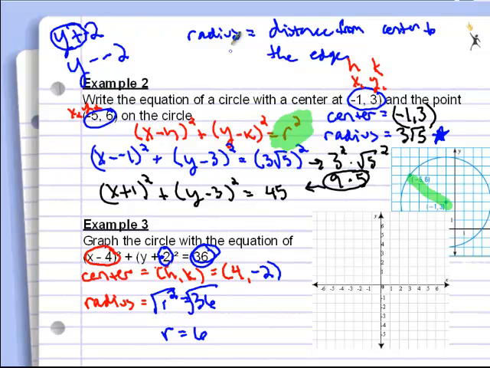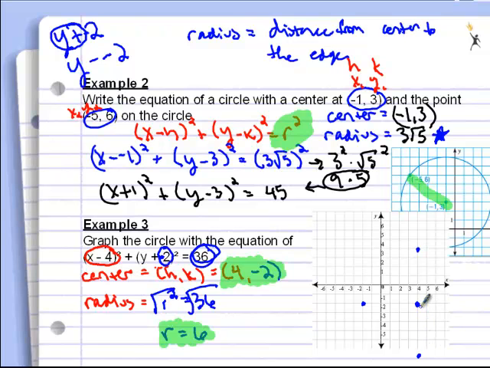So now that I have the information I need, I have my center, and I have my radius, I want to actually graph this. The center is at 4, negative 2, so I go 4, negative 2. And then my radius is 6. So I'm going to go 1, 2, 3, 4, 5, 6. And watch this. I'm going to go 6 units in every direction. 1, 2, 3, 4, 5, 6.